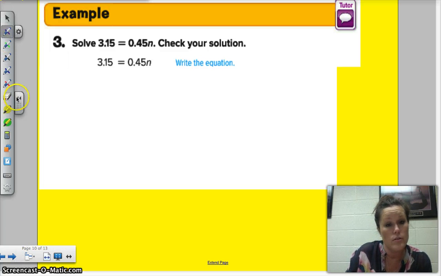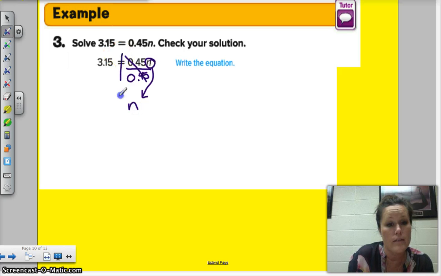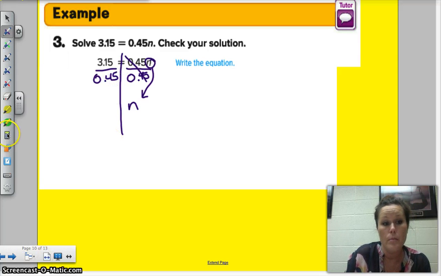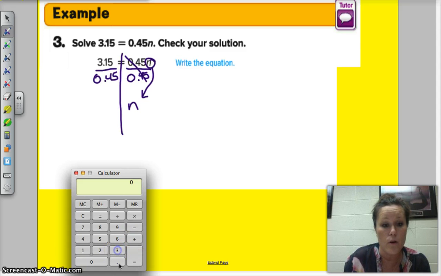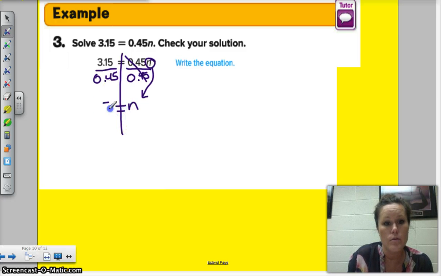So in this one, you should see in your book that they have divided by what is in front of n. So we're going to divide by 0.45. That cancels out, and n is left all by itself on that side of the equal sign. Whatever you do on one side, you do on the other. So divide this side by 0.45, pull out my handy dandy calculator. 3.15 divided by 0.45, and I end up with n equals 7. And again, we want that variable first, so put the n on the left, n equals 7.